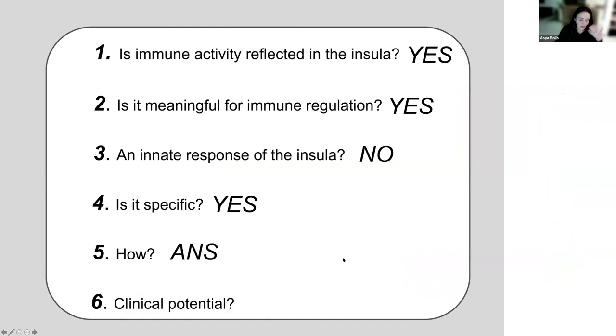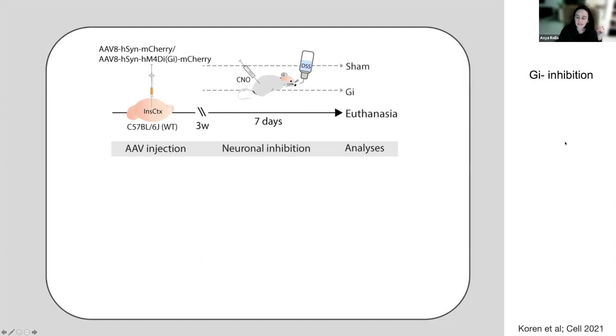And finally, is there any clinical potential to this kind of manipulation? If the brain has this representation, maybe it exacerbates the immune response, it can initiate on its own this immune response. Maybe if we stop the activity there, we can somehow attenuate the inflammation. And we did that. What we did now, we used GI, which is a different form of DREADD, which inhibits neuronal activity. We injected it just entirely to the insular cortex.